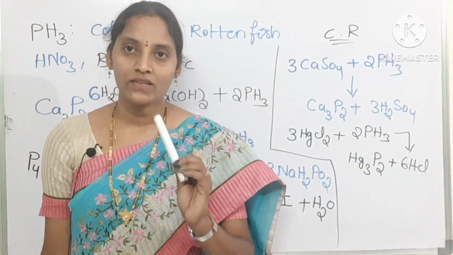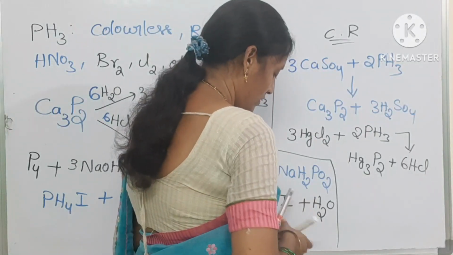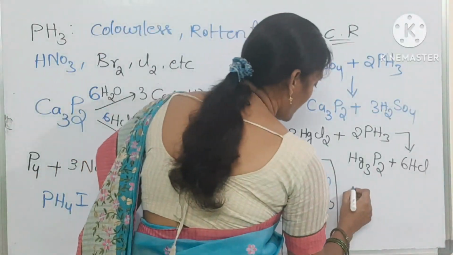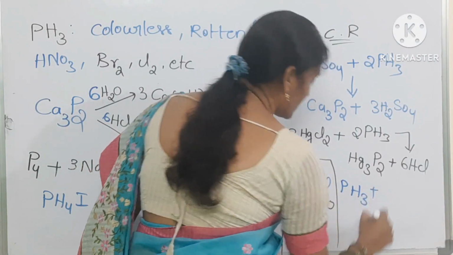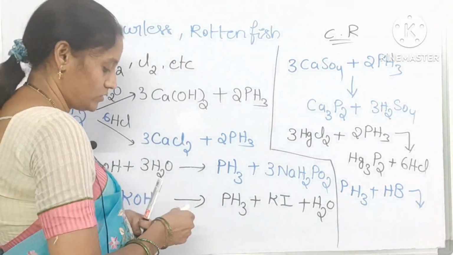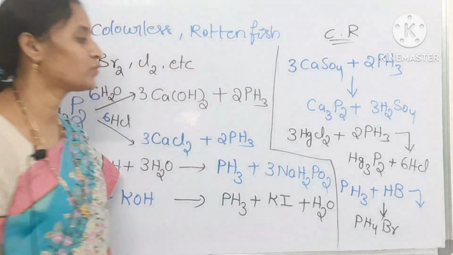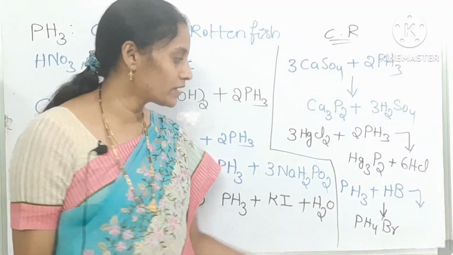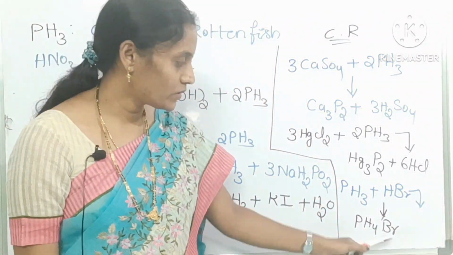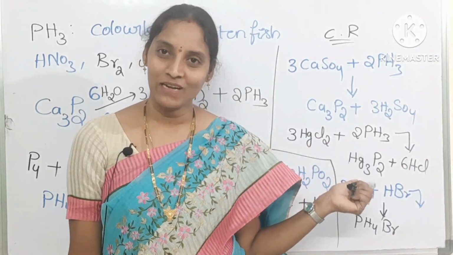And one more thing, it is slightly basic, so phosphine can react with acids also. For that you can take acids, HCl or HBr, HI, like that. So PH3 reacts with HBr, hydrogen bromide. This will give you phosphonium bromide, PH4Br, because it is slightly basic, so it reacts with acids. Here instead of an acid we are taking hydrogen bromide, so PH4 will be formed, PH4Br, phosphonium bromide. Okay, this is about preparation methods and chemical reactions.